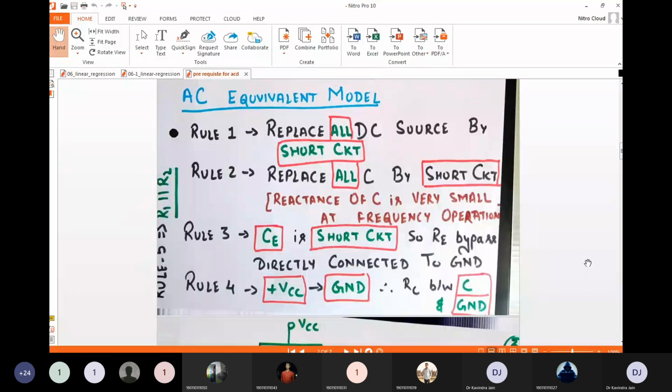Because the reactance of these capacitors is very small at operating frequencies. Whenever we are working with small level or high level frequency signals, C would not react, so C can easily be replaced by short circuit. Because the reactance of these capacitors is very small at higher frequencies, the capacitors can be removed when we are going for AC analysis.